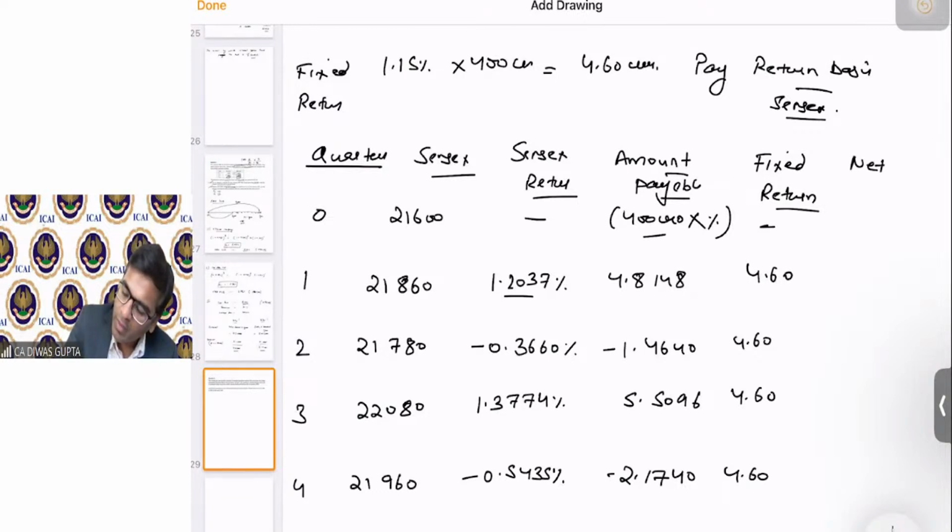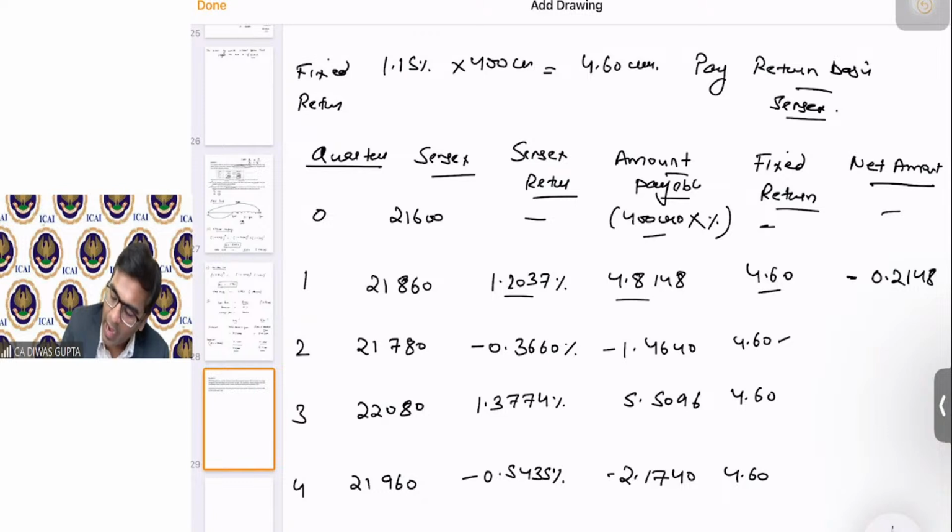So the net amount will be, in the first quarter, receive 4.6, pay 4.8418. Then ultimately we are negative of 0.2148, right? In the next quarter, receive 4.6 and also receive 1.4640. So there is a double gain. It will be 6.0640. Okay. In this, I will add 4.6, I will add 1.4640.